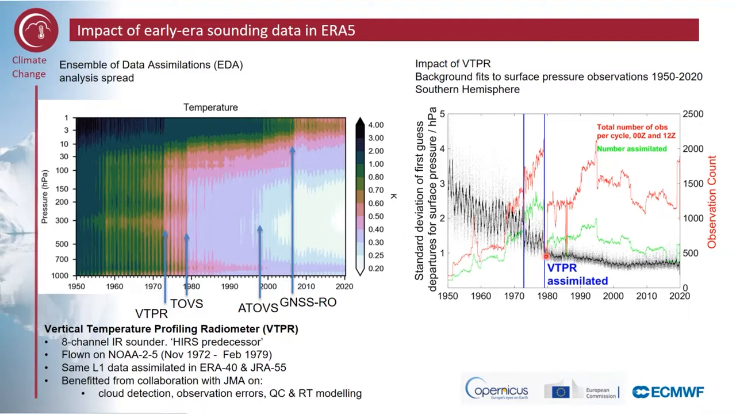Just one final point I wanted to bring up here, and hopefully there'll be time to come back to it. We really benefited from collaboration with JMA on using VTPR. So the real nitty-gritty details of how you optimize the cloud detection, how you tune your observation errors, the blacklisting and the RT modeling really benefited. And I think the general point is that collaboration doesn't supercharge your R&D program, but it really accelerates it and de-risks it. And it does that because it's very difficult to get these configurations right first time. And if you can collaborate, then it really pushes things on.